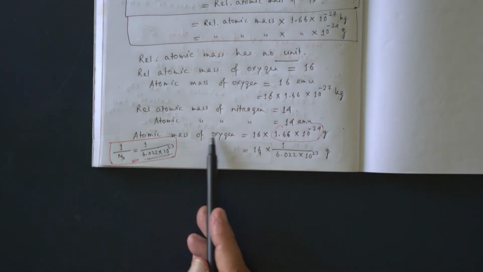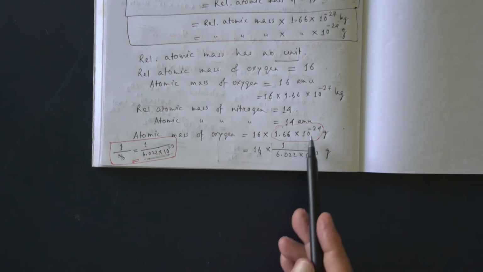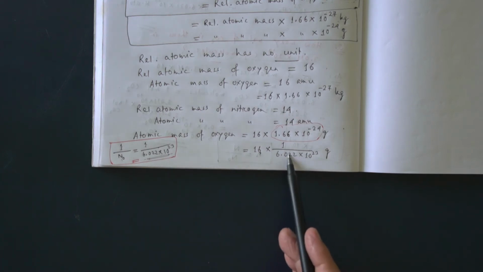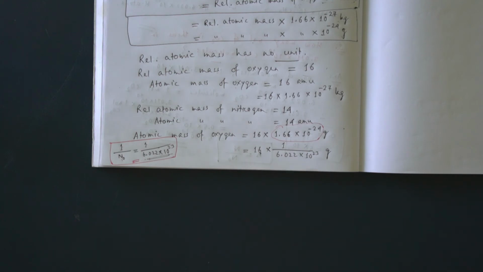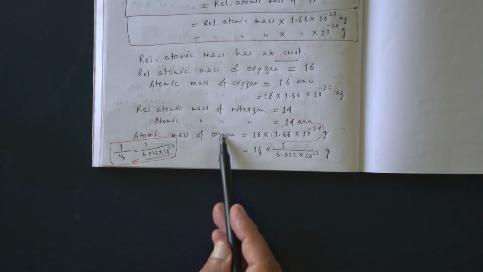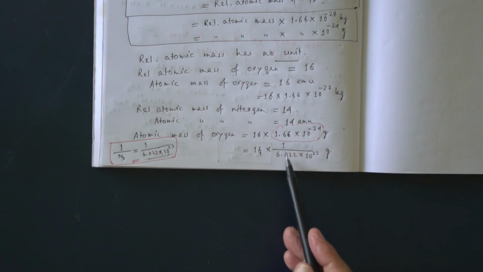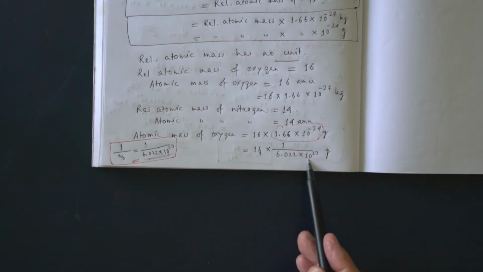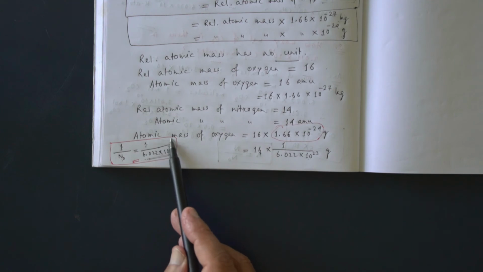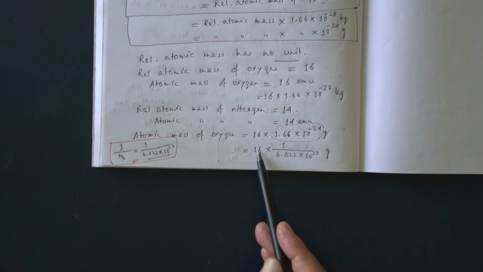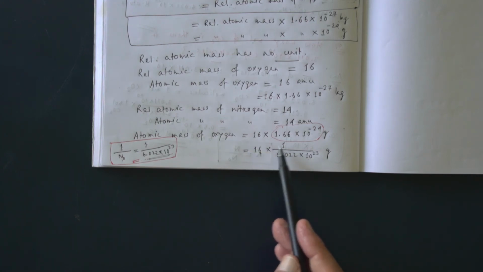Okay, atomic mass of oxygen equal to 16. What does that mean? It means 1 by Avogadro number. This is equal to 1 by Avogadro number. So I can write like this. Similarly, atomic mass of nitrogen, 14 into 1 by Avogadro number. Atomic mass of hydrogen equal to 1 into 1 by this, just like this.